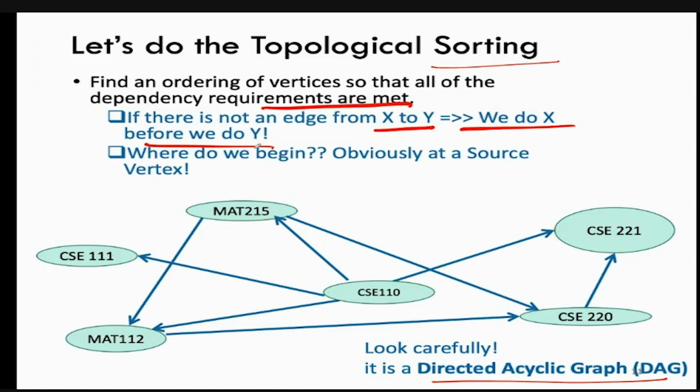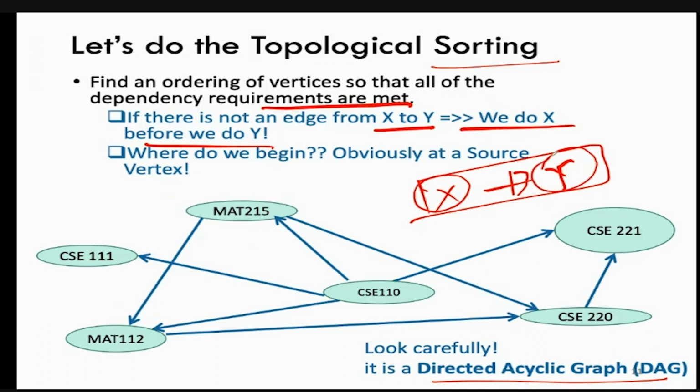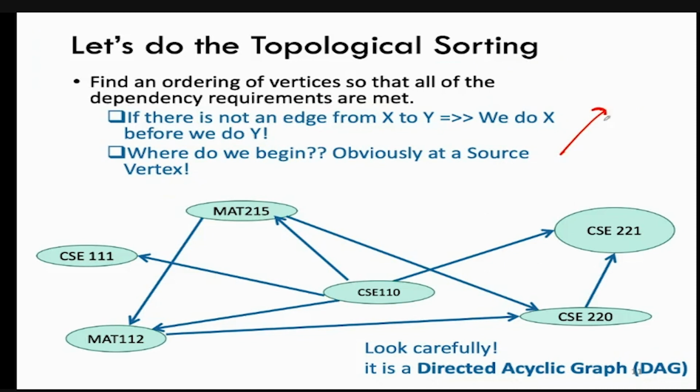So where do we begin? What we are basically trying to say here is we have an edge like this, and we will do x first, and then we will do y. So which one will we be doing at the very first? If any vertex has incoming edges, then we cannot do it at the very first. Why? Because it must be done after something, right?